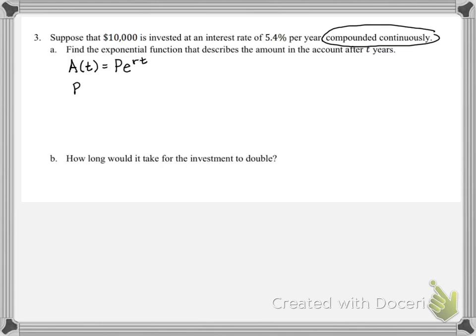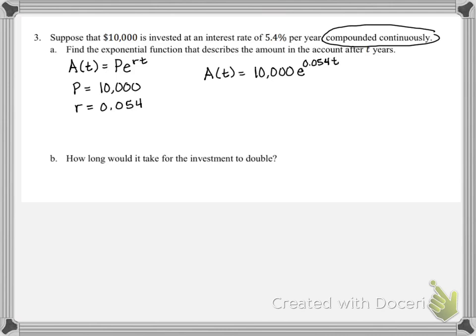So P equals our original investment, R equals 0.054, our interest rate as a decimal, and then T is just T. So that's our input. So we have A of T equals 10,000 times e to the 0.054 t. Good?